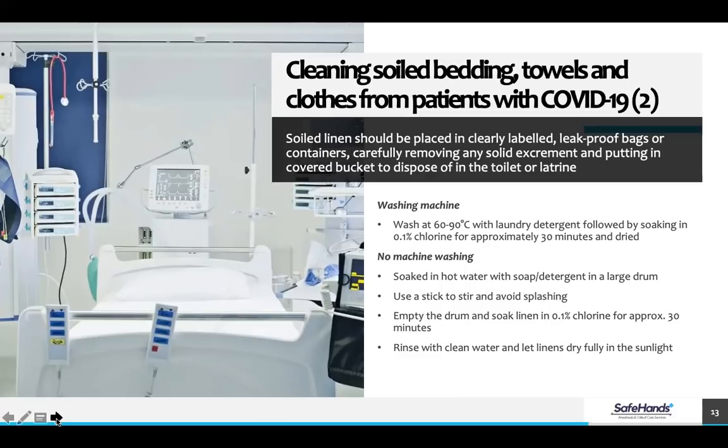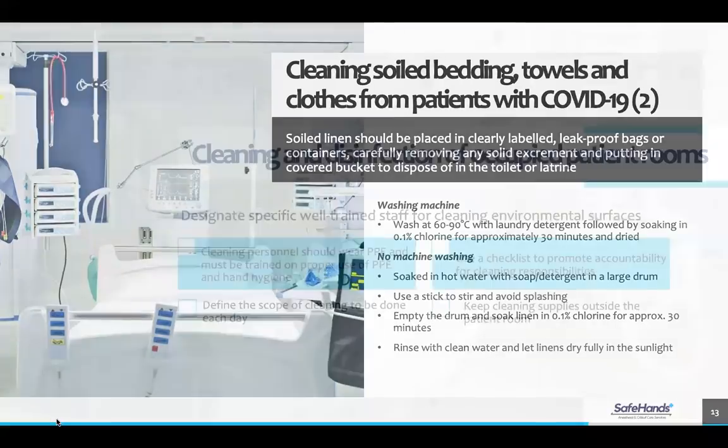Non-washing machine: soak in hot water with a soap detergent in a large drum. Use a stick and avoid splashing. Empty the drum and soak linen in 0.1% chlorine for approximately 30 minutes. Rinse with clean water and let linen dry fully in the sunlight.